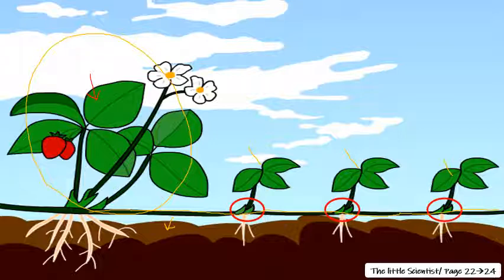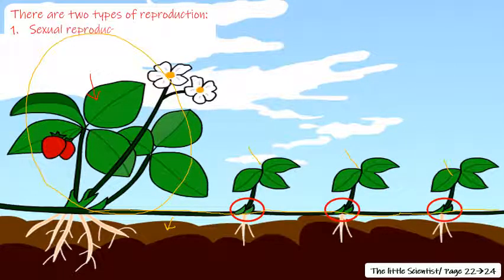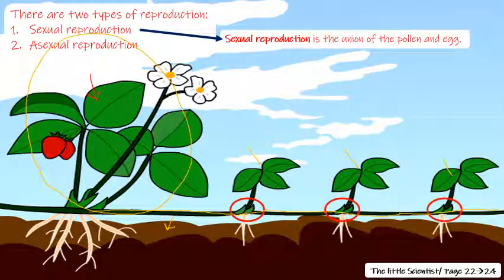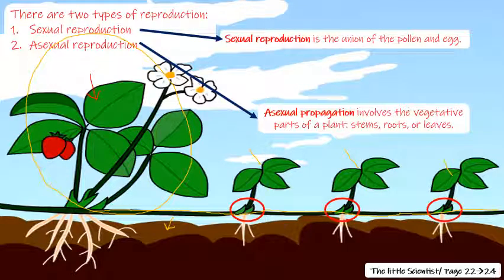It does not require the use of the male reproductive organ and the female reproductive organ. So you know now, there are 2 types of reproduction: sexual reproduction and asexual reproduction. The reproduction of flowering plants requires the use of the stamens and the pistils. Sexual reproduction is the union of the pollen with the female egg, and it goes in steps from pollination to fertilization.